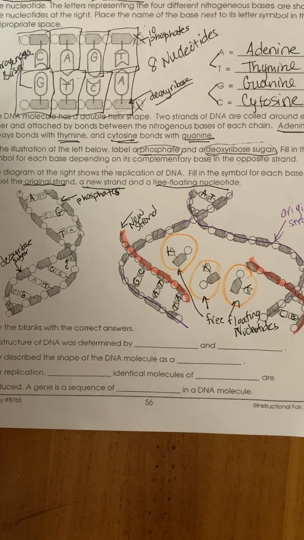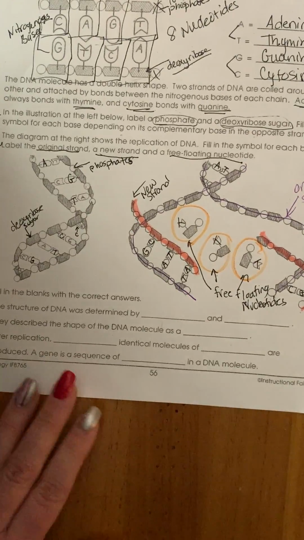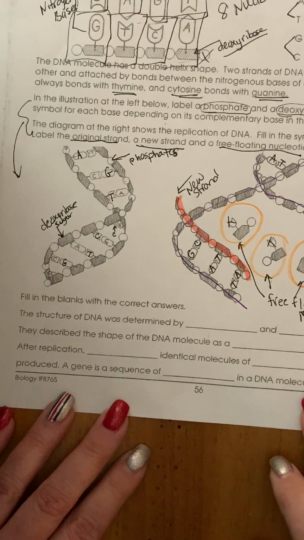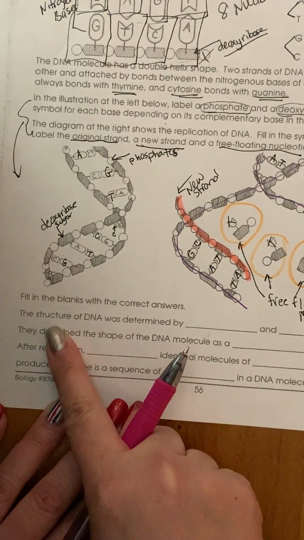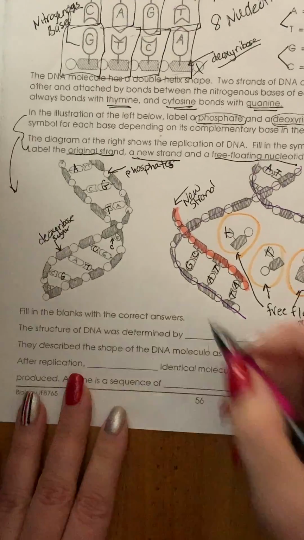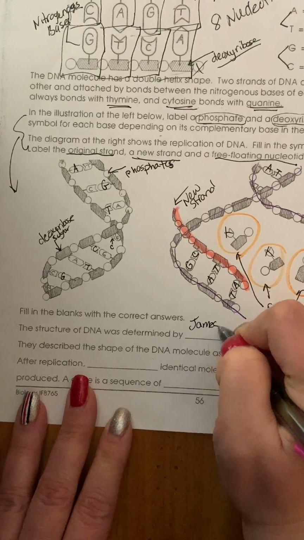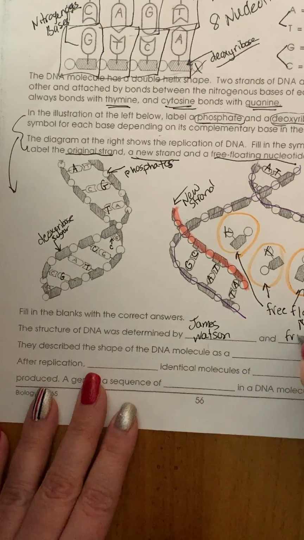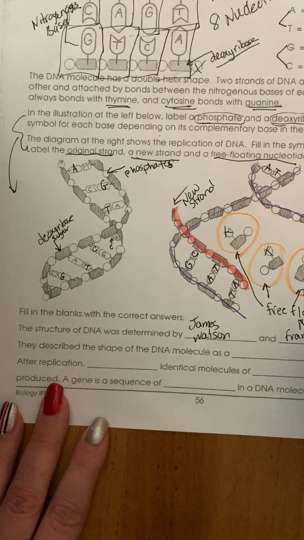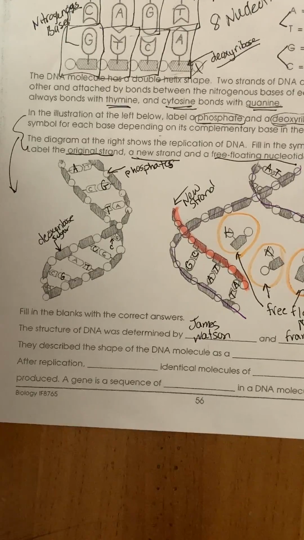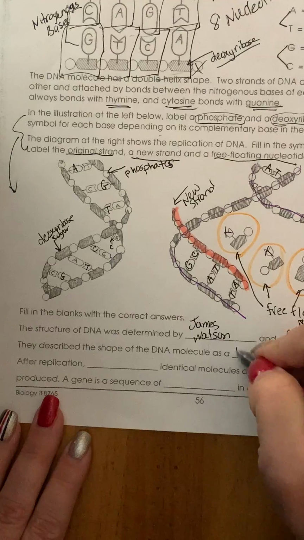Then at the bottom, it's kind of a fill in the blank. So this might be some new information. It says the structure of DNA was determined by 2 scientists, James Watson and Francis Crick. Let me spell it right, it's C-R-I-C-K, Crick. Okay? And they determined the shape of the molecule to be a double helix.